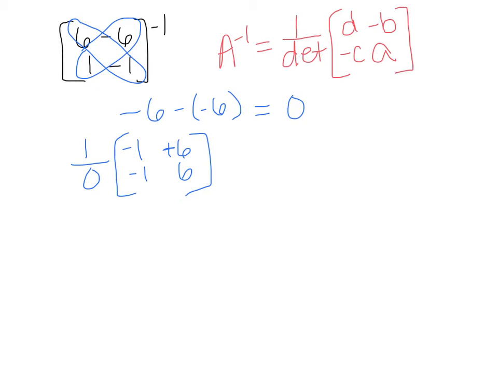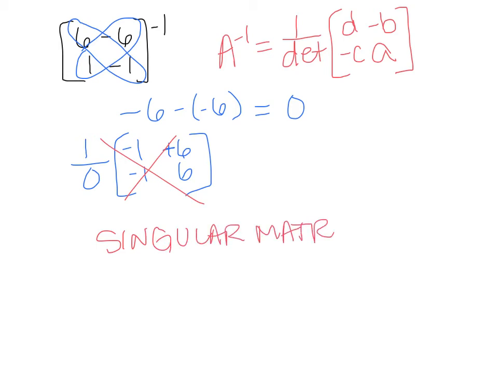So in this case, we actually don't have to carry out this step. We do not have an inverse for this matrix, and it's that singular matrix that we talked about in our determinant video. So a singular matrix does not have an inverse. We're done.